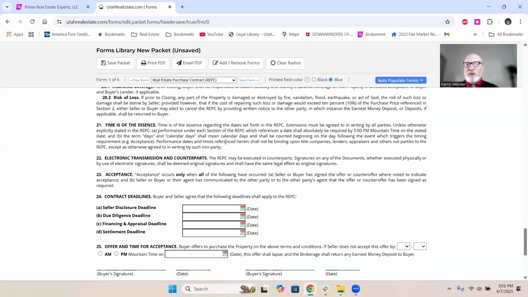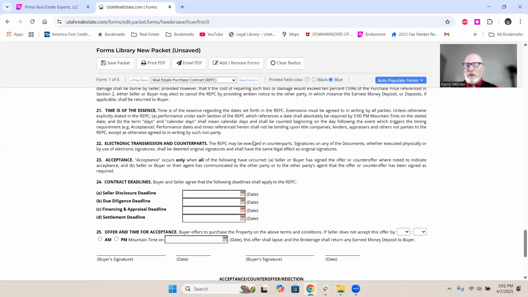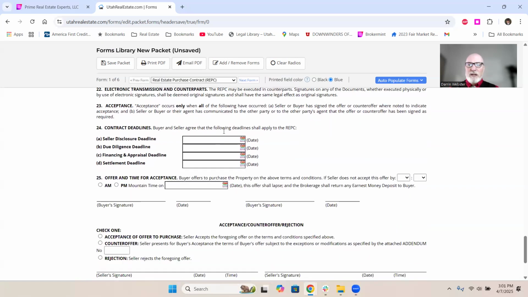Time is of the essence. We do things as quickly as we can, but it's considered that any date that's a deadline, 5 p.m. Mountain Time, is the trigger time. Signing everything electronically works.